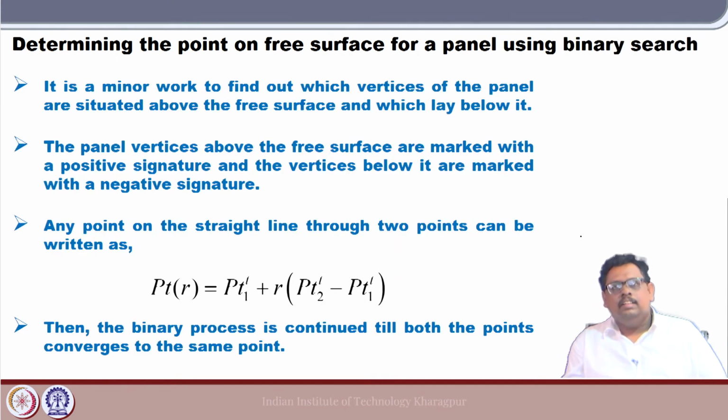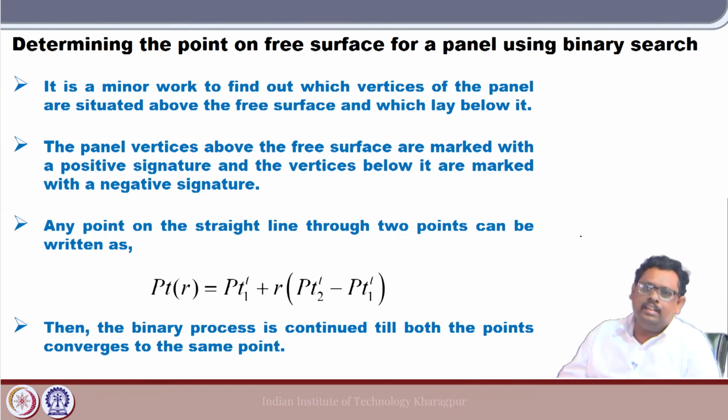Okay. So, now how do we determine the point on the free surface using the binary search. Now, it is written there is a minor work to find out which vertices of the panel are above the free surface and which lie below it. We call it minor work, yes it is minor, but you have to do it very systematically. I will come to that.